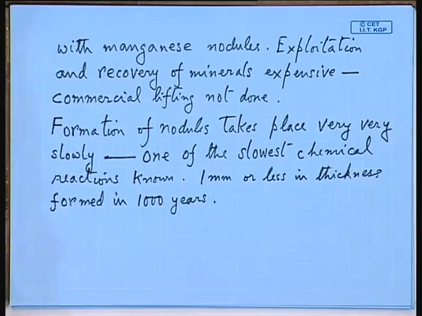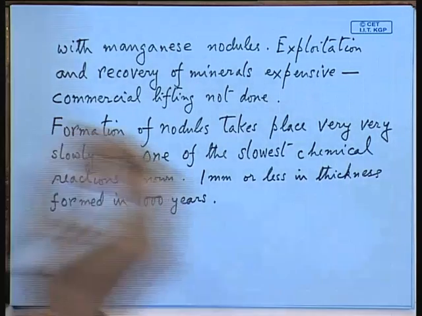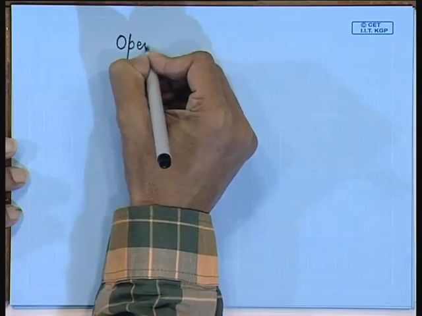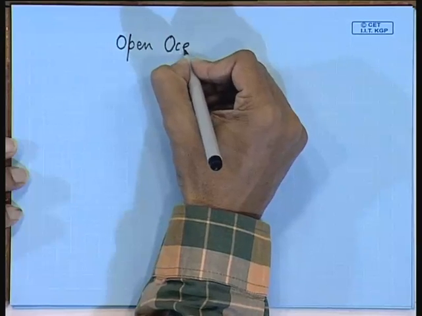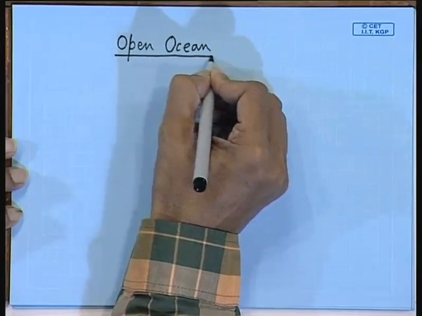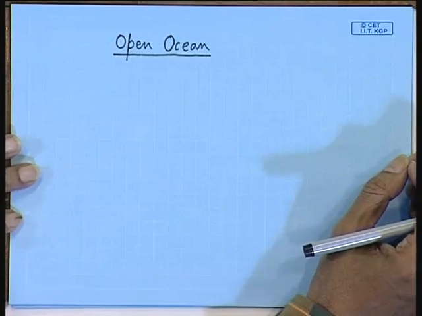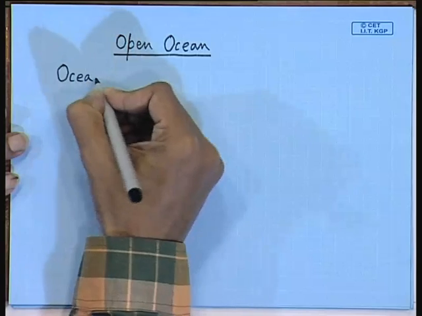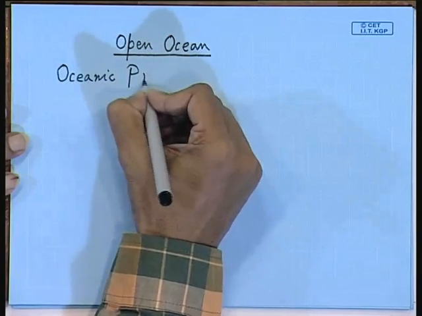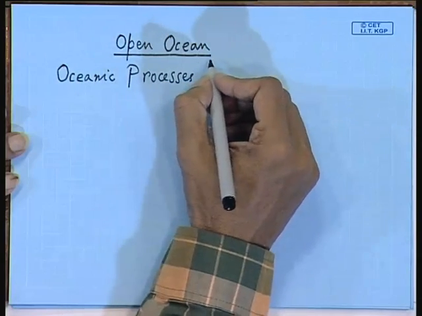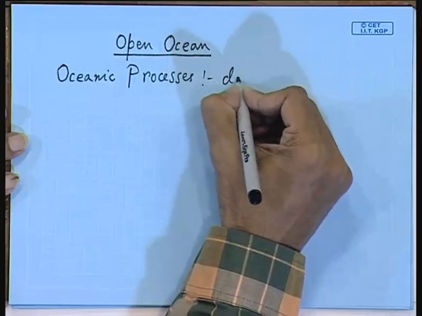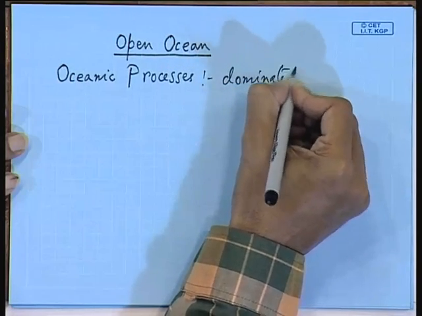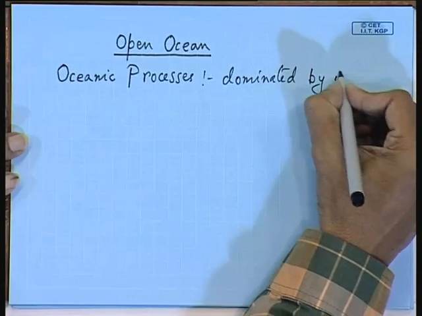So, with this we have finished the sediment part, that is related to your ocean floor. Now, let us see what happens in the open ocean. This is the last of your physical oceanography. In the open ocean, there are oceanic processes. Now, these are dominated by incoming solar radiation.